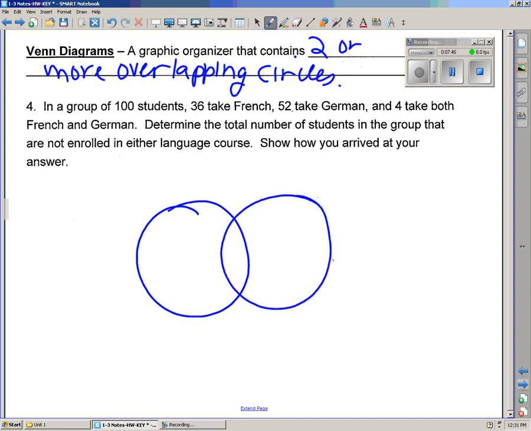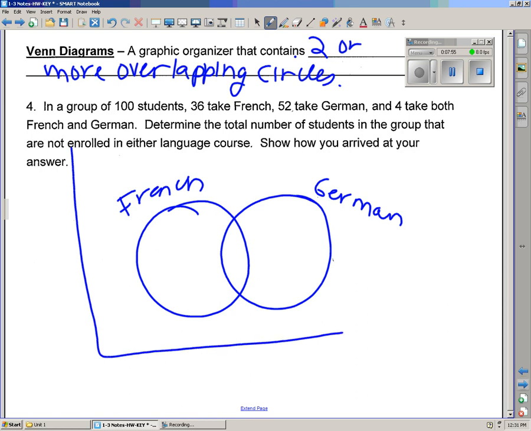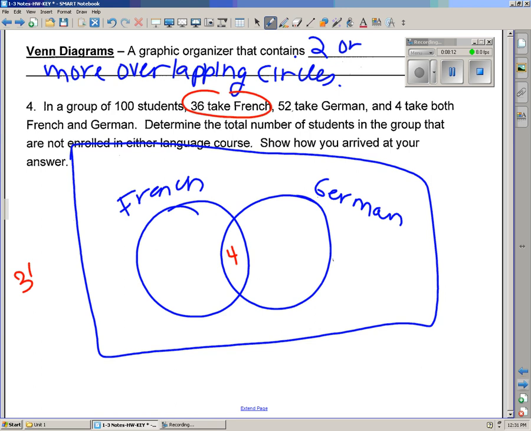So if I have my overlapping circles, I've got French over here, German over here, and I kind of think about this being my universal set, all in this big old box. I want to start from the innermost or the overlapping kids, the courses that the kids take. So I know that 4 take both French and German, and I know that 36 students take French, but I've already talked about 4 being in French already. So then I would have to do 36 minus 4, and I would know that 32 take French only. There's my total of 36.